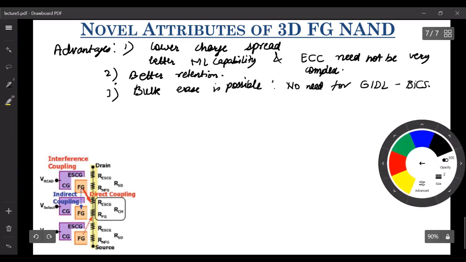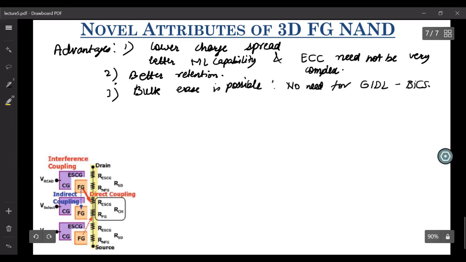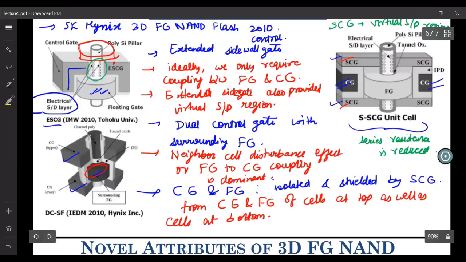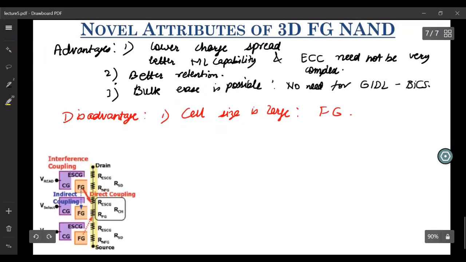Now let us talk about the disadvantages. They remain the same. The major part of it is attributed again to the coupling issues. So disadvantage first, cell size is large, right? Cell size is large. Why so? Because you have to incorporate these floating gates, which are large. So just because you have to incorporate large floating gates, your effective cell area is also large.